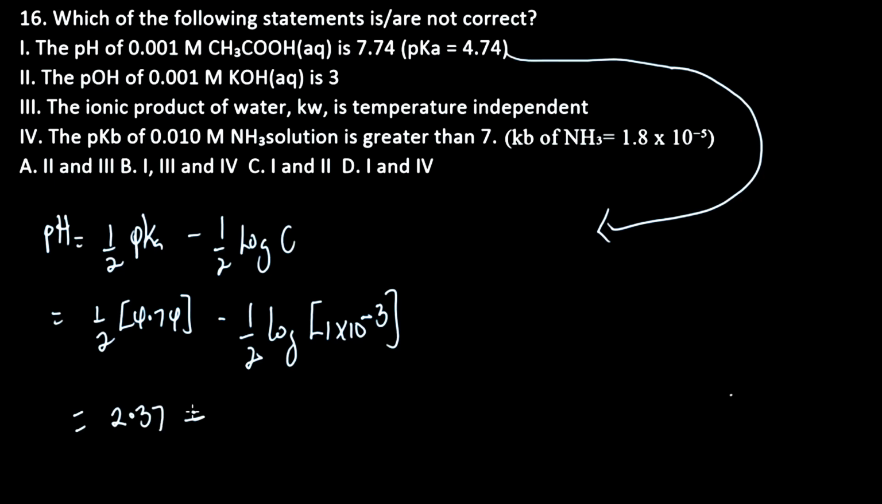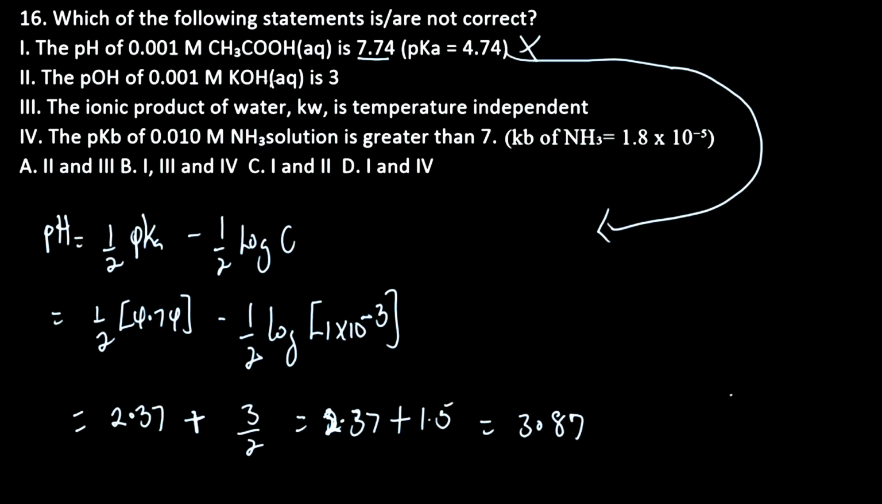minus positive 3 over 2. So we have this to be 2.37 plus 1.5, and that's 3.87. So now the pH is 3.87. So this is wrong, saying that the pH is 7.74.